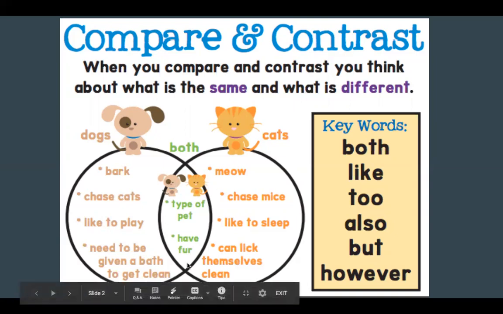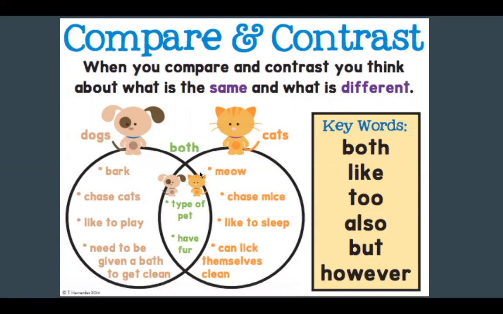And in the middle, you see how the circles overlap each other? That is how dogs and cats are the same. What do they have in common? What do they both do? So dogs and cats are both types of pets, and they both have fur.